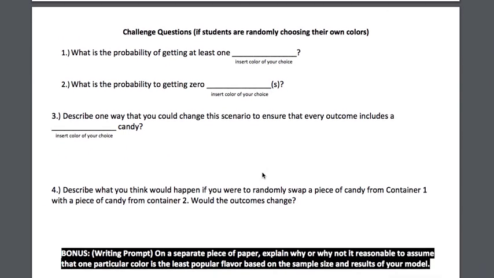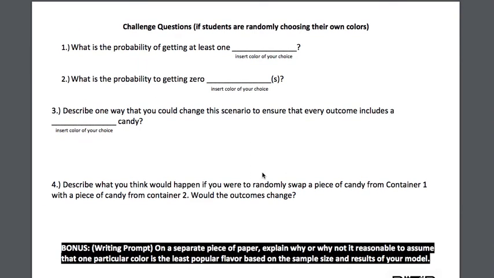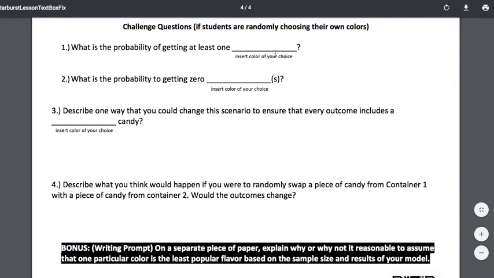Once you've completed all of that, bring it up to myself to look over it, or call me over to your desk so I can look over it for completion and accuracy, then you're going to go on to these challenge questions. So the challenge questions are, what is the probability of getting at least 1, and then insert a color of your choice. What is the probability of getting 0, and then again the color of your choice. One of the ones that you've had in one of the colors of the Starburst candies that we gave you.